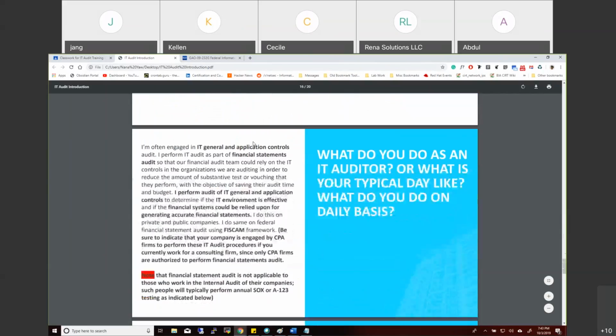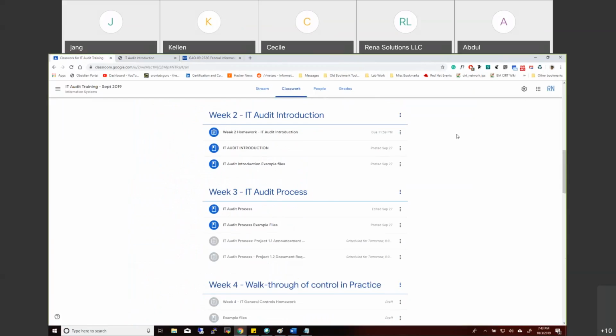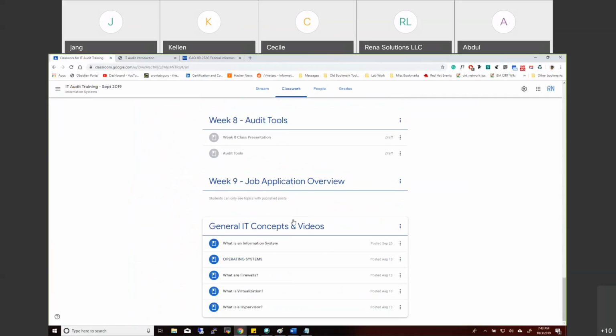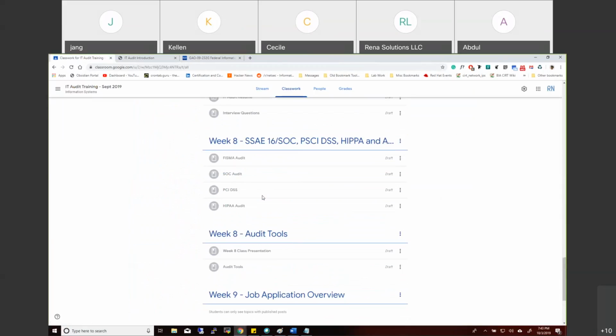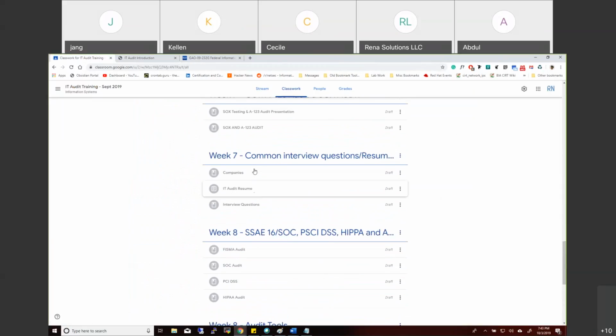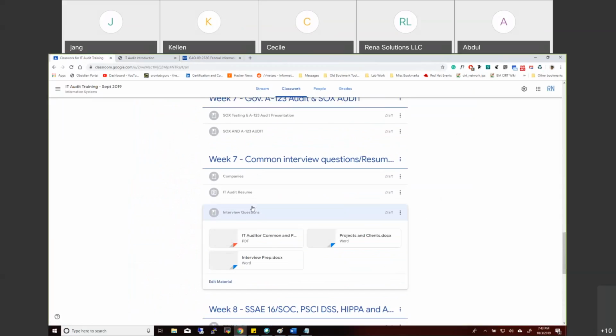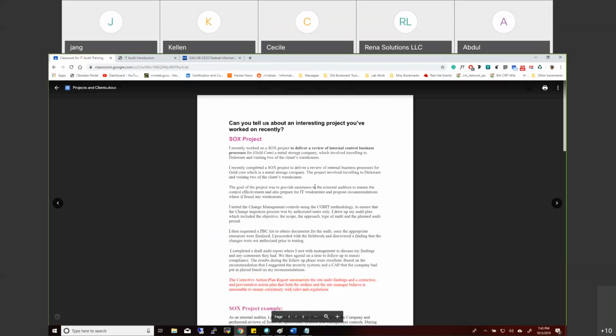So it's like a long one. So let me go to classroom. So we have a section here, let me see which one is it. Okay. So this will be shared in due time. We have a doc at the end of the class, we provide a document. This is a project and clients document that gives you an outline of literally how to answer for different types of projects.